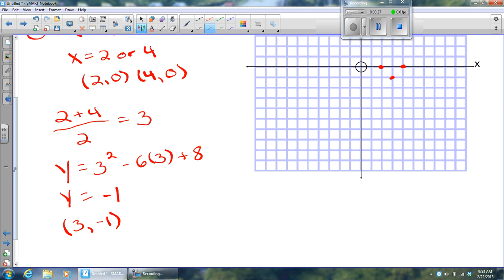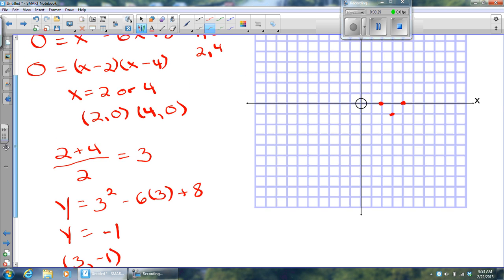All right, and I'm going to try to graph this again. Put our arrows because it's going to go on forever in both directions.